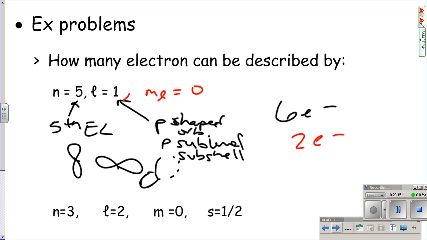But then if I go one more and I want the S number to be plus 1/2, then how many electrons am I talking about? 1. Because I have the 4 quantum numbers, which is exclusive to 1 electron. So if I just said how many electrons are in just N equals 5, with no specifications past that.